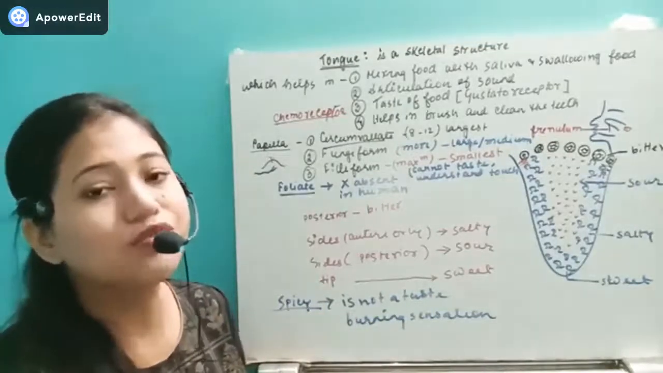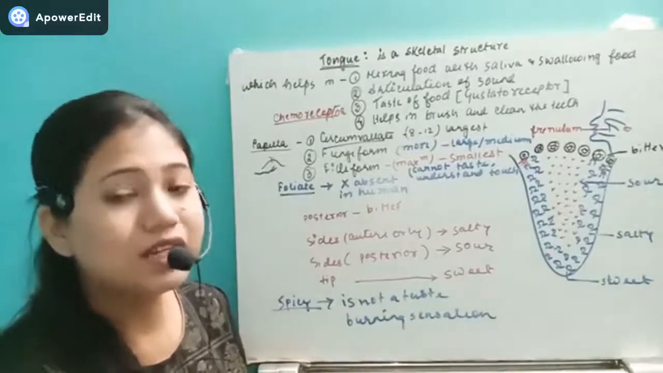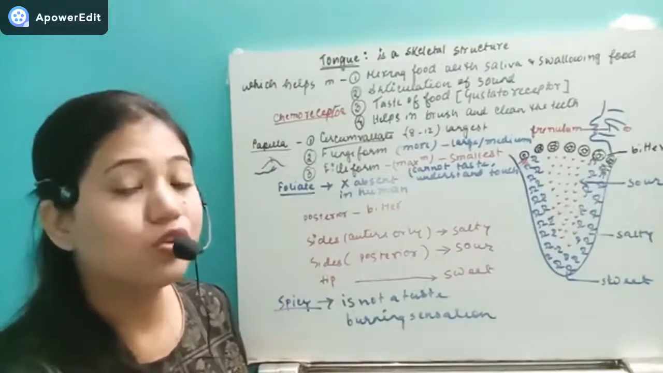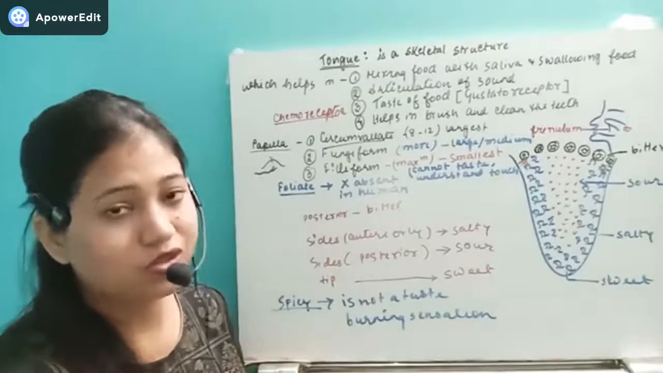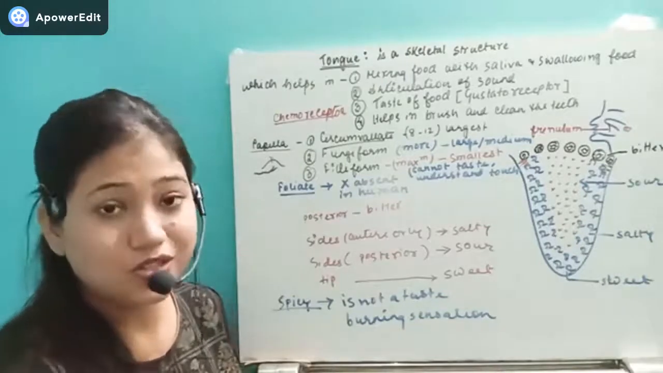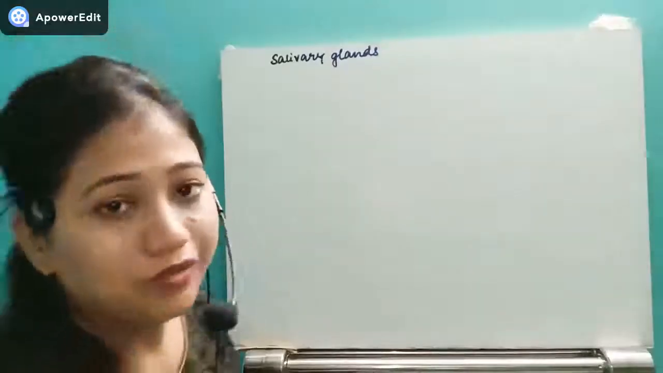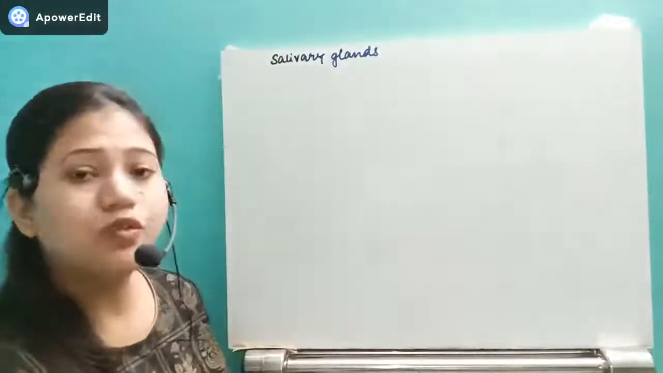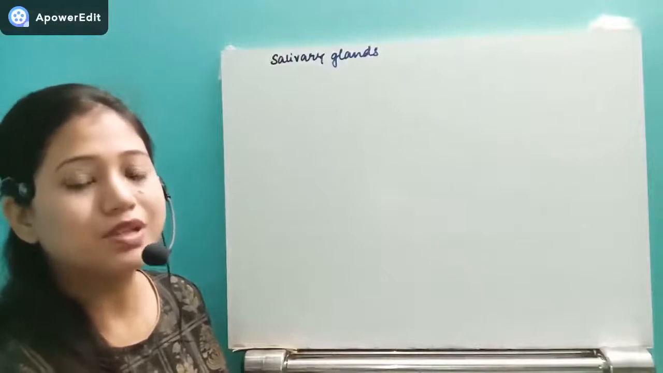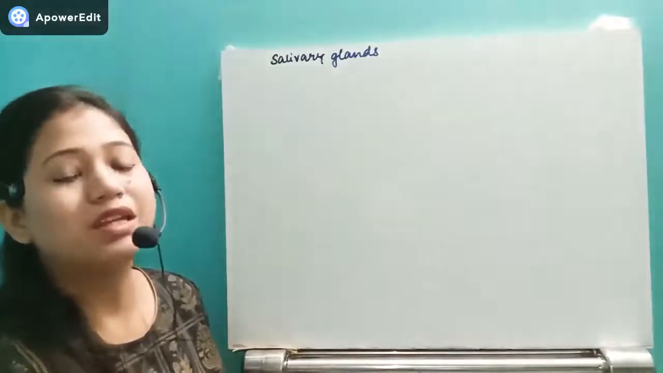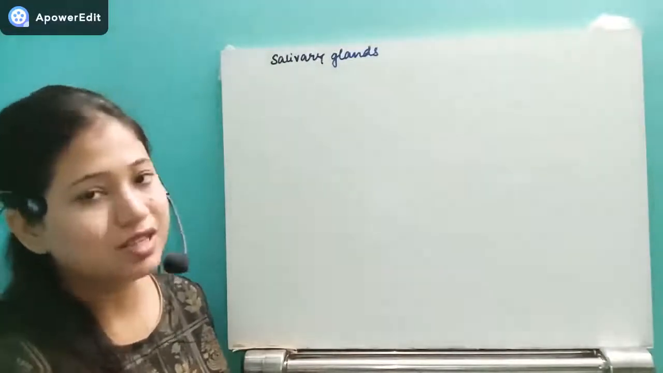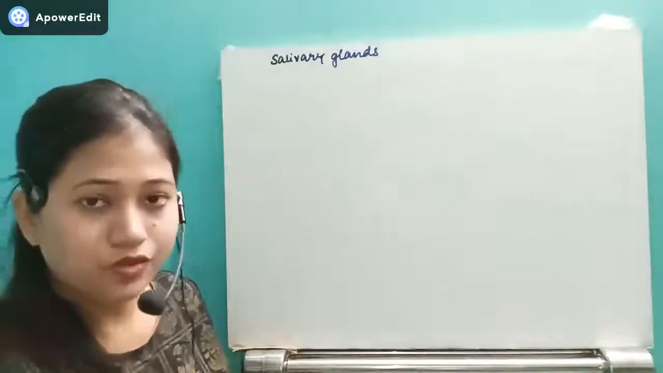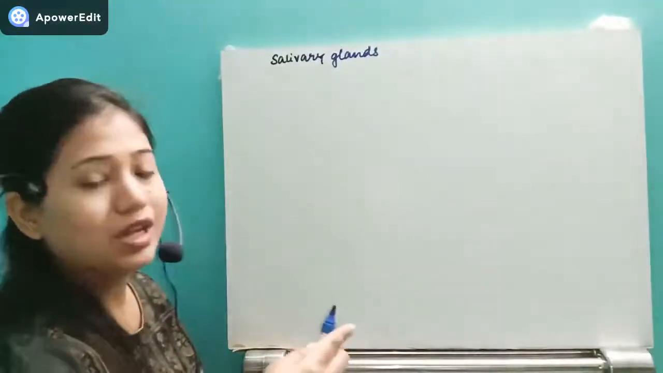After that, let's move to the next part. In the buccal cavity we also have one very important structure, that is the salivary glands. So let's move to the salivary glands. What are the salivary glands? They are present in the buccal cavity and help in releasing the saliva. So first of all, we'll see the salivary glands.